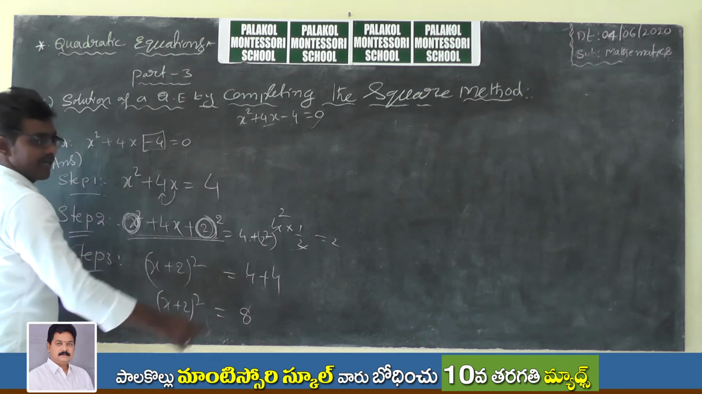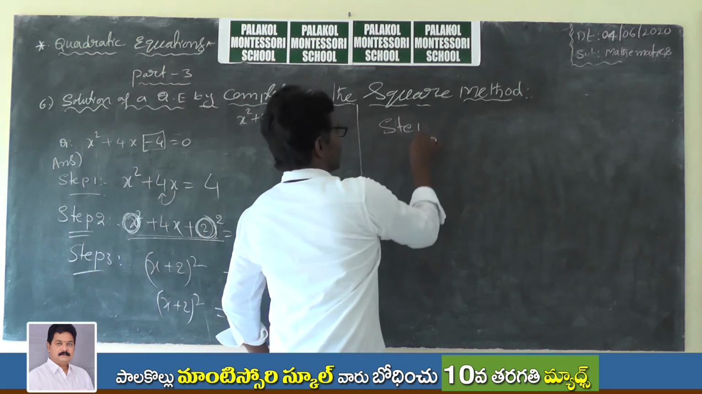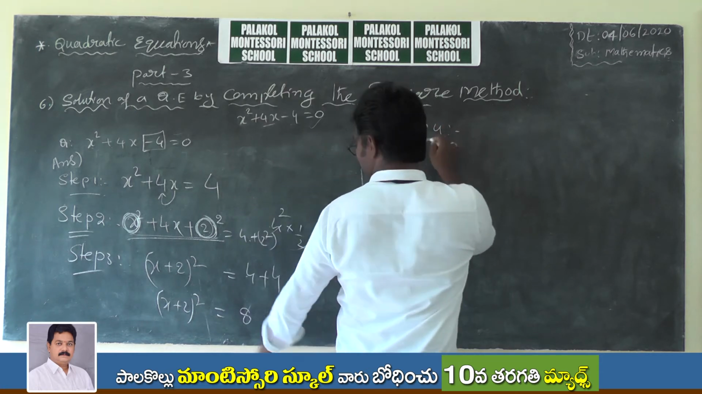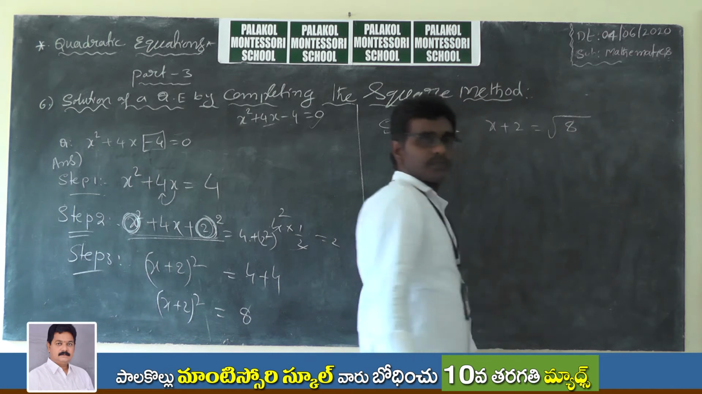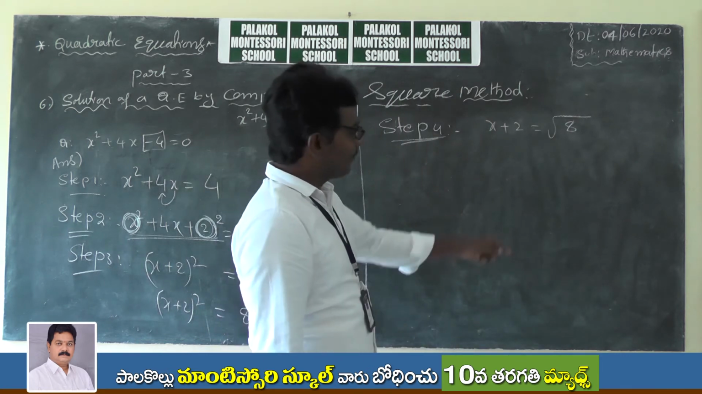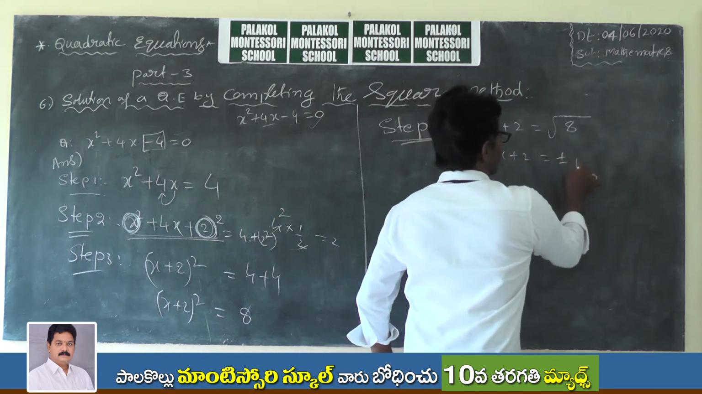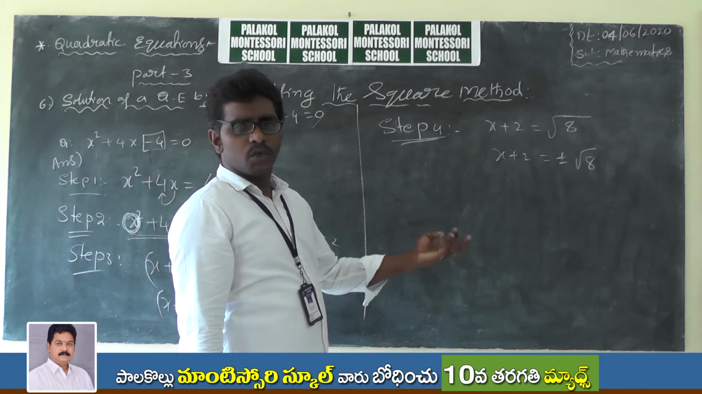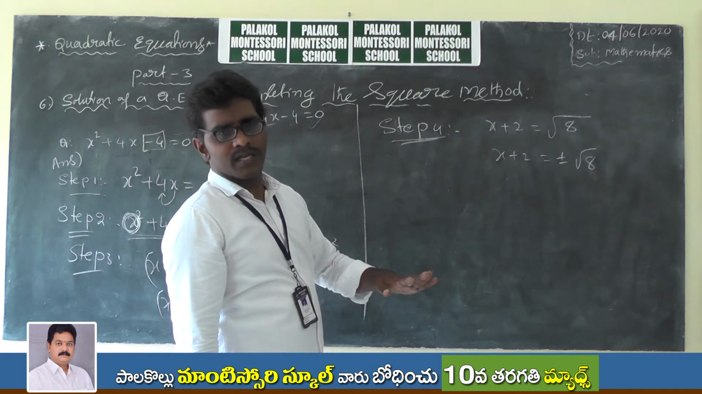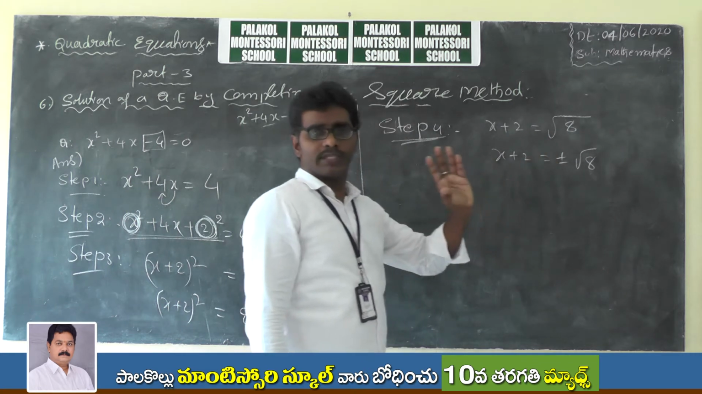You square root that side. You write that as step 4. Step 4: x plus 2 is equal to root of 8. That means the root value is 2 plus or minus root 8. Generally, roots have positive values and negative values. That's why you write plus or minus root 8.